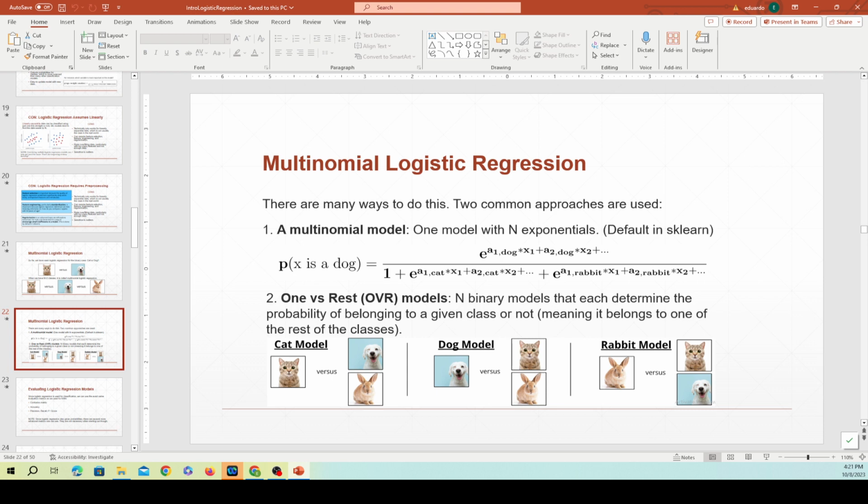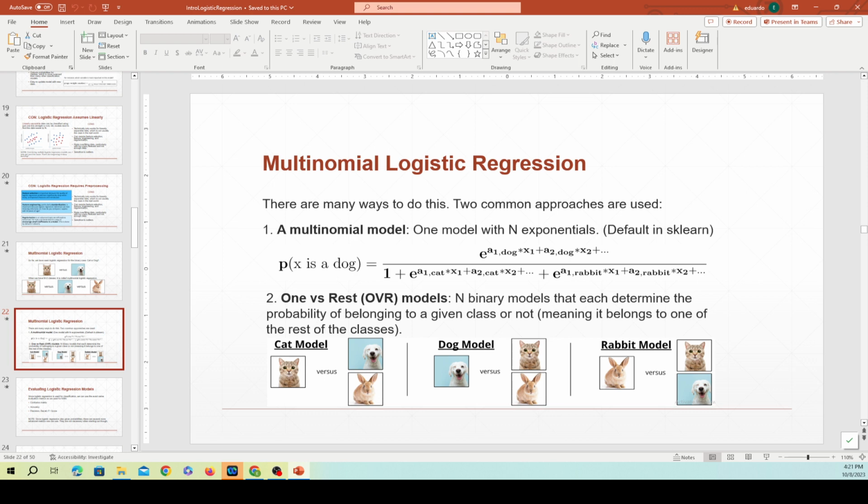And how would this look in a multinomial model? So one model with an exponential. Imagine that this has n different features. The way we're going to do it is we calculate the probability of the dog on the top over the probability of getting not a dog. That allows us to find the probability and label if it's going to be a class 0 or a class 1.